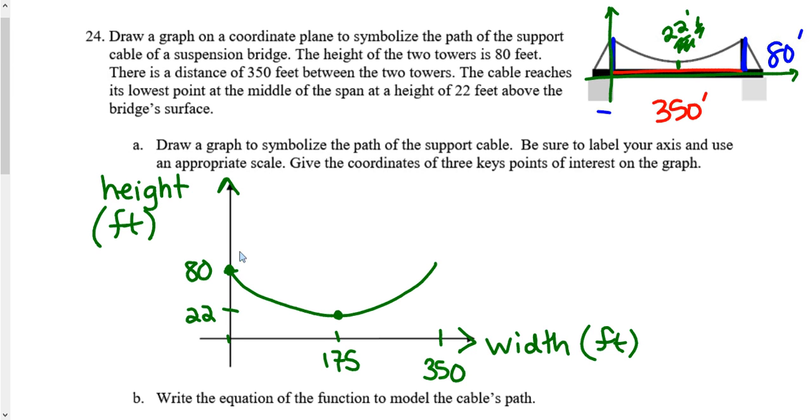So this point right here, the coordinates would be 0, 80, over 0, up 80. This point, my minimum, would be over 175, up 22. And then the point at the top of the other tower would be over 350 with a height of 80.